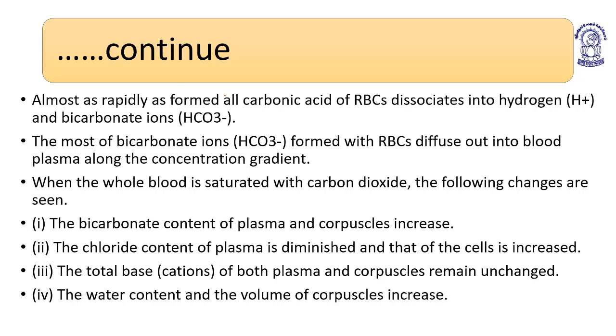Almost as rapidly as it is formed, all carbonic acid in RBC dissociates into H plus and bicarbonate ions. H2O combines with CO2 to form H2CO3, which further dissociates to form H plus and HCO3 minus. Most of the bicarbonate ions formed within RBCs diffuse out into the blood plasma, along the concentration gradient.